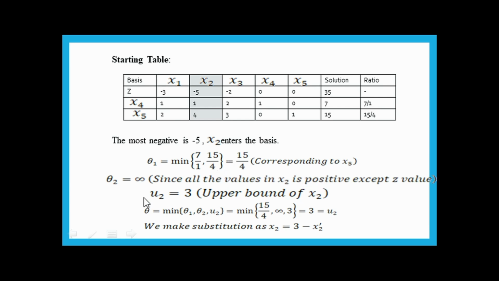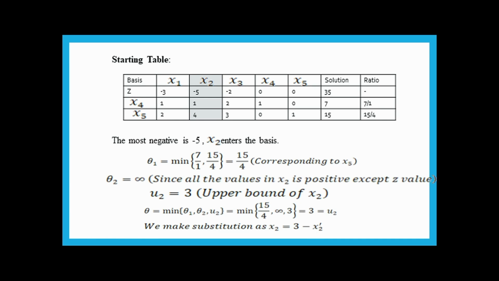Now theta 2. In the column of x2, all the values are positive other than the z value. So we take theta 2 as infinity, since all the values in x2 are positive except the z value. Next we have to find u2. u2 is the upper bound of x2. We have the restriction that the upper bound of x2 is 3, so u2 equals 3. Now we find theta, which is the minimum of theta 1, theta 2, u2, equal to the minimum of 15 by 4, infinity and 3. Among these values, the minimum is 3, which corresponds to u2. So using the algorithm, the minimum value is u2.